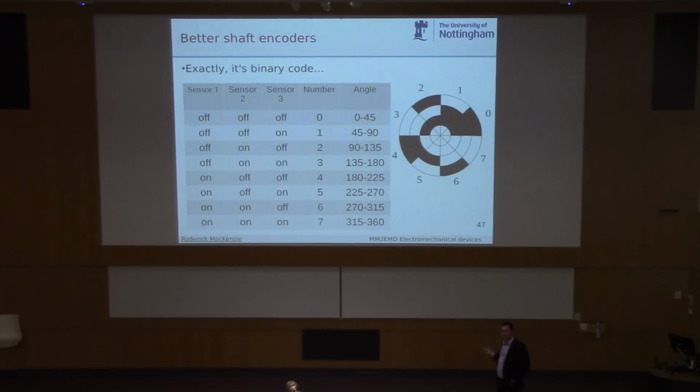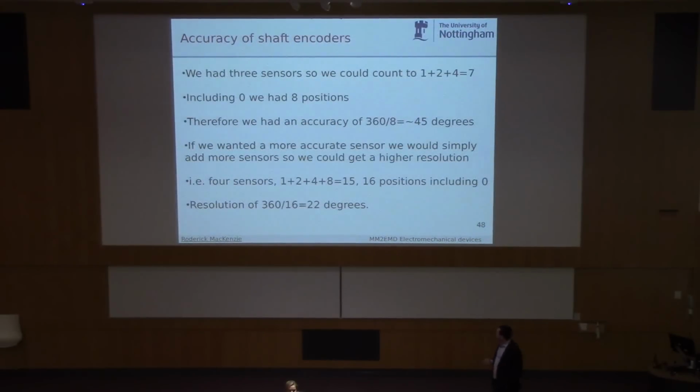These things are very, very accurate, really millimeter precision. So you can have multiple bits on this and have a very, very accurate sensor. So there's 3 bits in our sensor. 1 plus 2 plus 4 is 7, but 0 is also a position, so we've got 8 positions. So 360 degrees divided by 8 is 45 degrees accuracy. If we add another bit, we have 1 plus 2 plus 4 plus 8 is 15, but 0 is also a number, so we have 16 positions, so 360 divided by 16 is 22 degrees. So it goes on and on, okay?